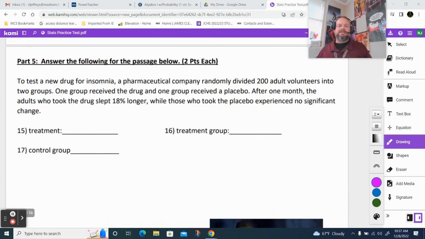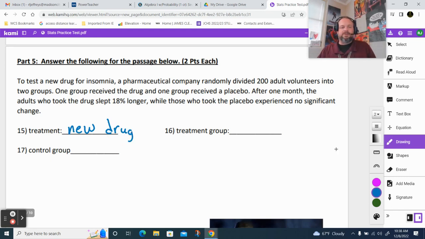Okay. To test a new drug for insomnia, a pharmaceutical company randomly divided 200 adult volunteers into 2 groups. One group received a drug and one group received a placebo. After 1 month, the adults who took the drug slept 18% longer than those that took the placebo. All right. So the treatment was the new drug.